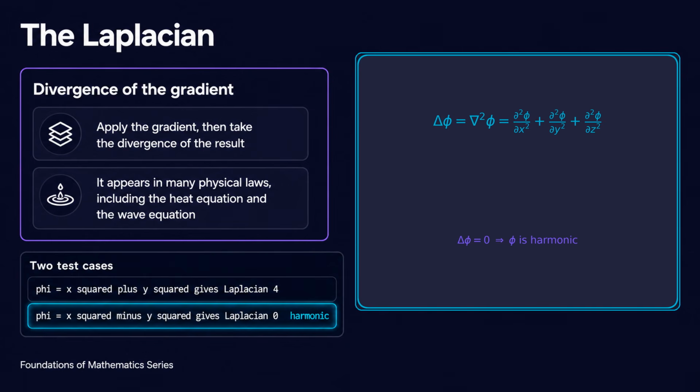Two test cases show the range of behavior. For phi equal to x squared plus y squared, a bowl, the Laplacian is 4 everywhere. The center sits below its neighbors. For phi equal to x squared minus y squared, a saddle, the curvature in x cancels the curvature in y, and the Laplacian is 0. A field with 0 Laplacian solves the Laplace equation and is called harmonic.